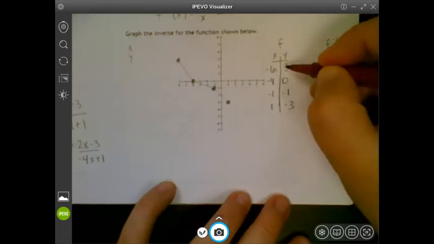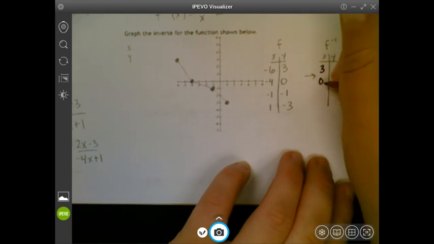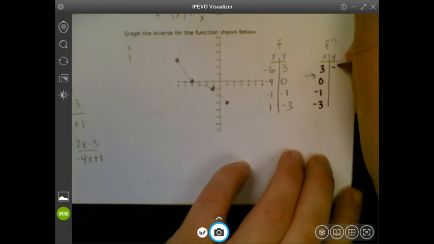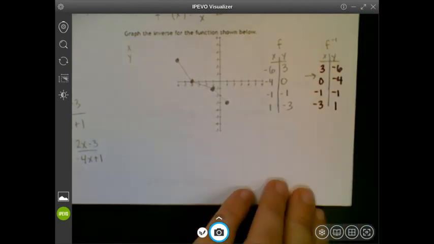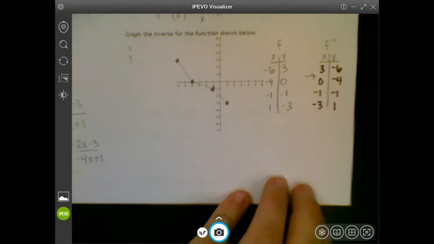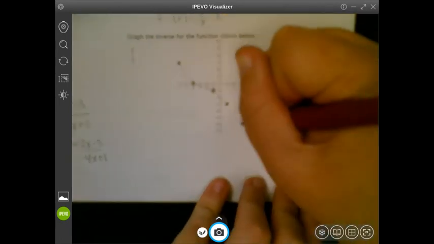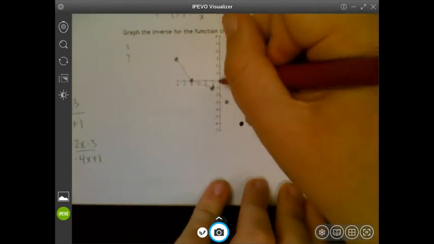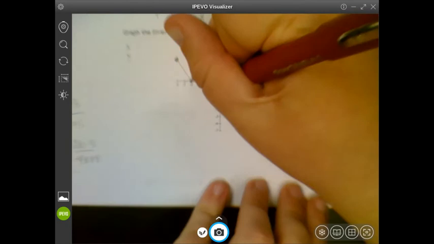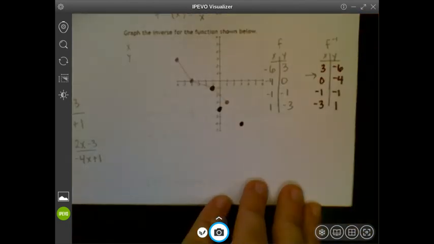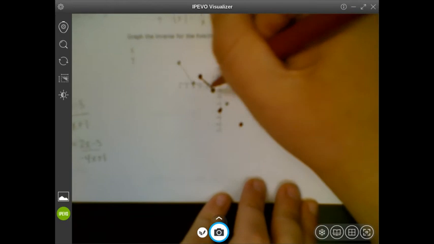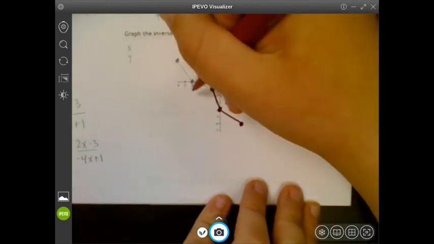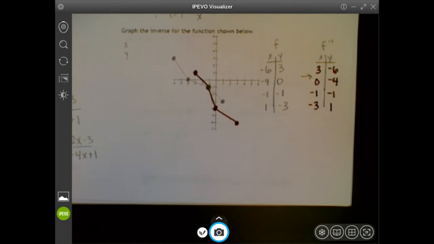And then to find the inverse, all you have to do is flip them. So your y's become your x's, and your x's become the y values. Just flip-flop. And then if you plot these as xy coordinate points, you will have your graph of the inverse. So 3, -6 is down here. 0, -4. -1, -1. So that happens to go through that same point that was on the original function. And -3, 1, so this point up here. You'll just connect in straight lines, because your graph was straight lines. You'll just connect those dots.